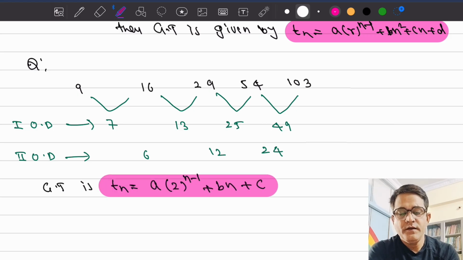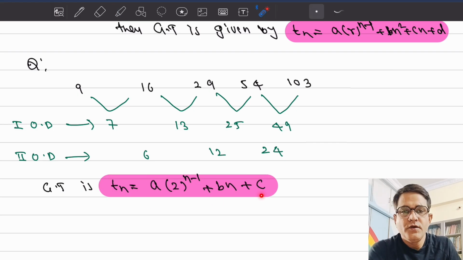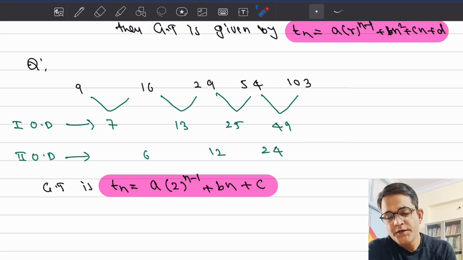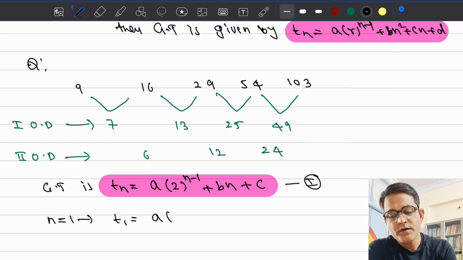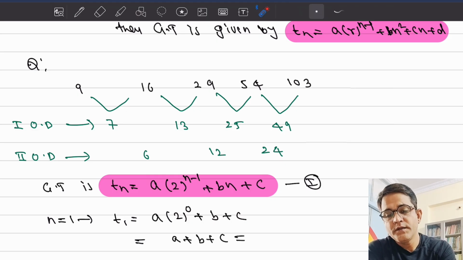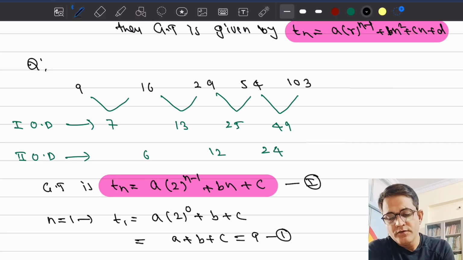Now, what you need to find? A, B, C values. To find A, B, C values, we require 3 equations. For that, put n is equal to 1, 2, 3 in the general term. Now put n is equal to 1. Then T1 is equal to A into 2 power 0 plus B plus C, that is nothing but A plus B plus C, which is equal to the first term, 9. This is the first equation.